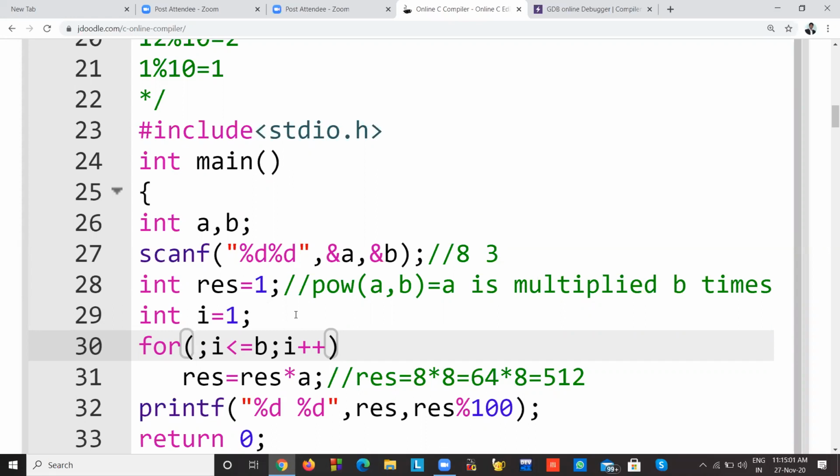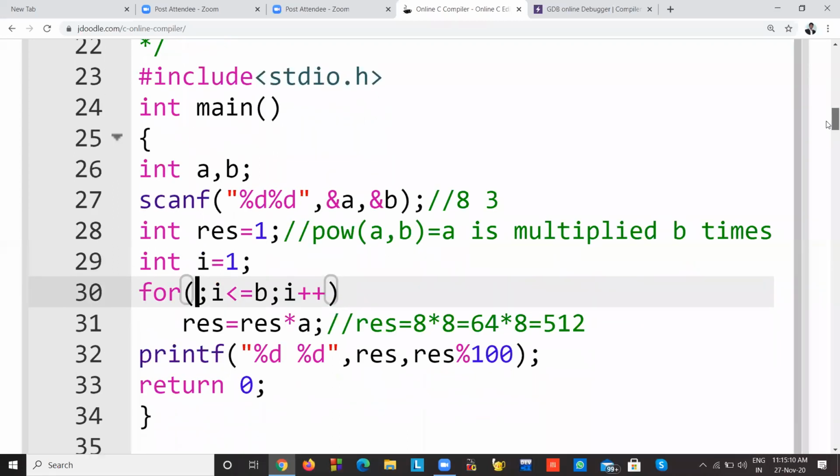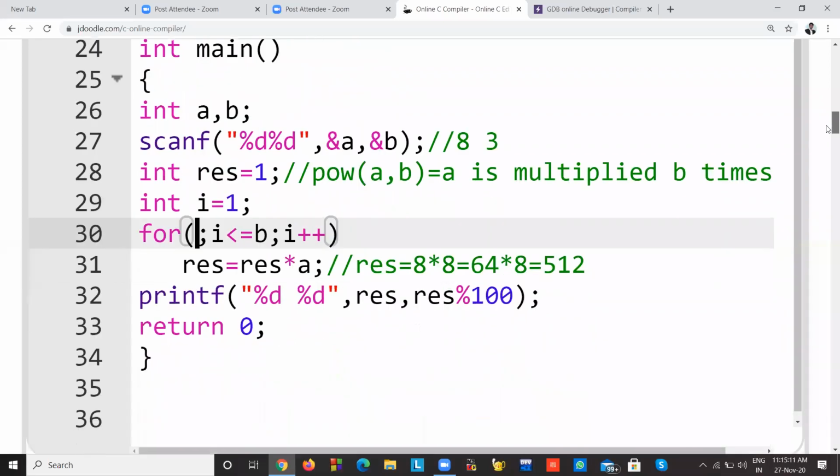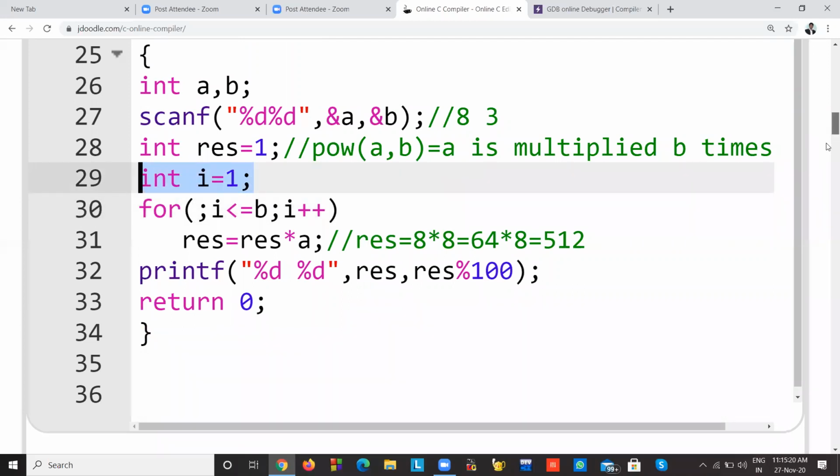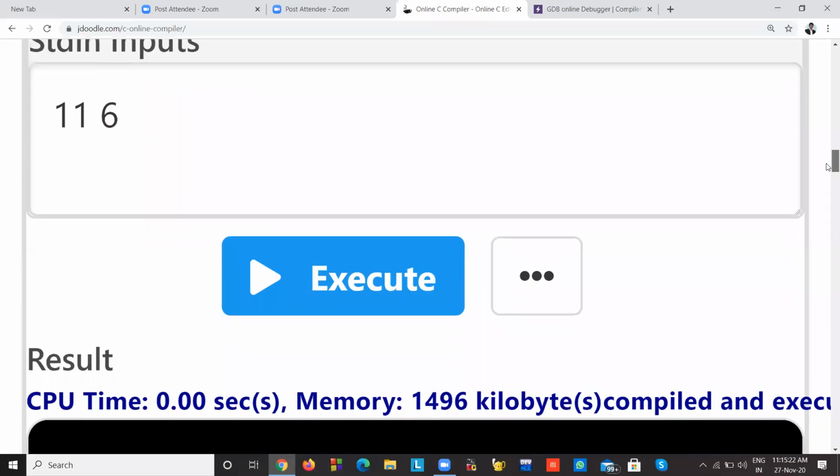If you have no idea, please just type no idea. Sandhya, is there anything wrong here? Wrong. Yes, correct. So of the 3 expressions, all 3 need not be present here. Before that also we can write the initialization. So let me execute here. Okay, 11 power 6, what do you require?